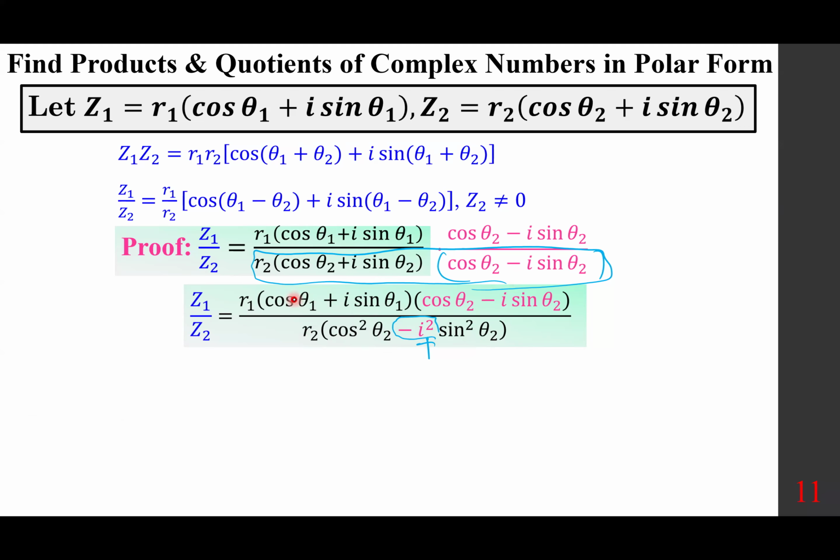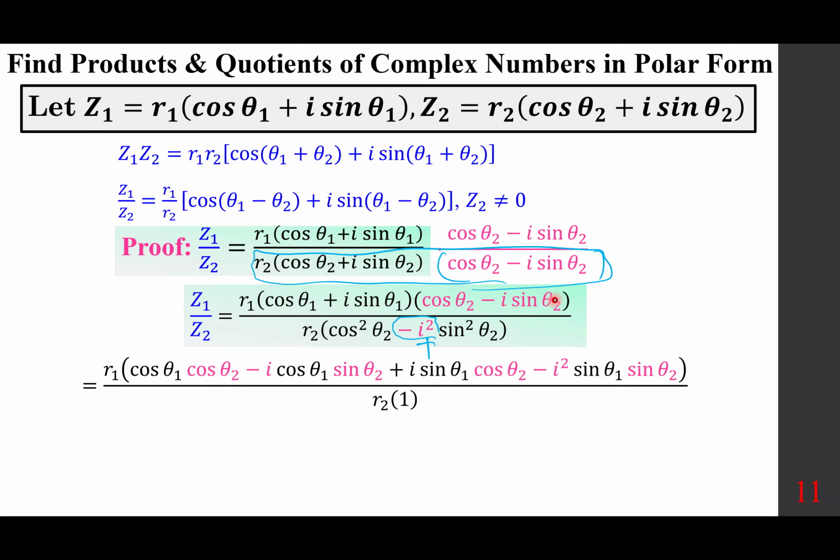Let's look at this one. Let's multiply this one by this one. In other words, distribute cosine of theta 1, cosine of theta 2, minus I cosine of theta 1 sine of theta 2 plus I sine theta 1 cosine theta 2 plus, and minus is minus I squared sine theta 1 sine theta 2. So let's just distribute. So as I mentioned, the denominator becomes R2 squared times 1.